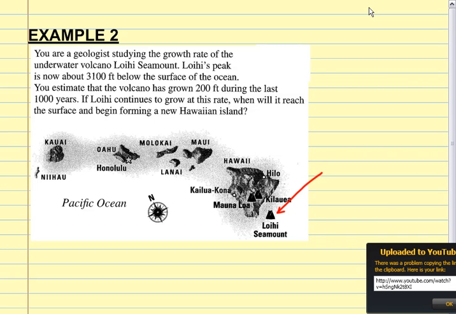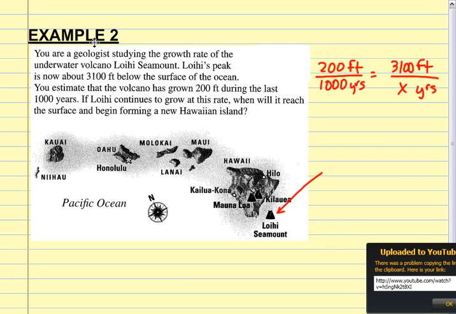Okay, so I'm going to write this as 200 feet in 1,000 years. Now I can use that rate to answer this coming question. It says, if Lohi continues to grow at this rate, when will it reach the surface and begin forming a new Hawaiian island? Well, all I have to ask myself is, if it grows 200 feet in 1,000 years, it's going to grow 3,100 feet in how many years? Do you see I have feet on top, years on the bottom? I just set up a proportion, okay?